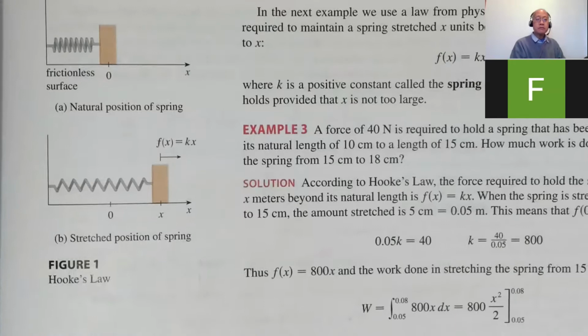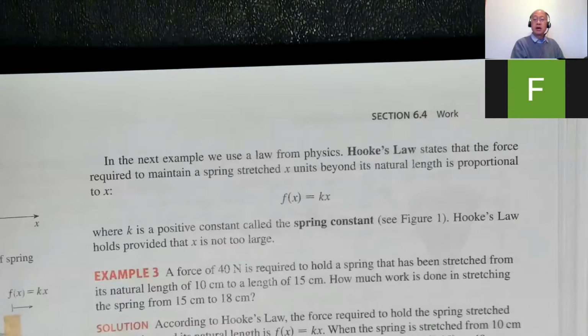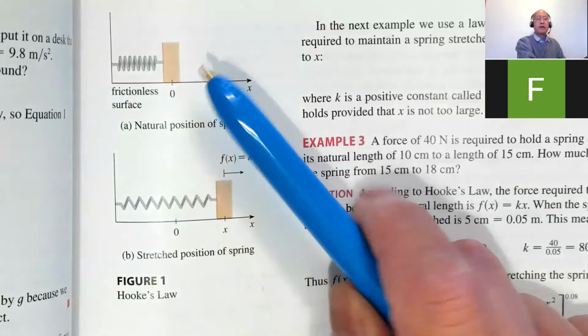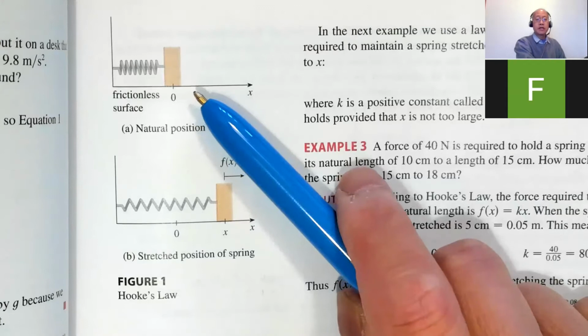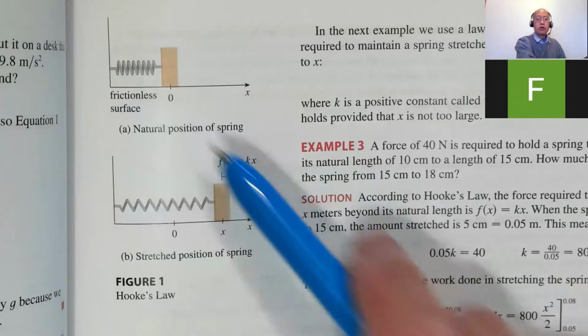Okay, so here's a picture. There's something called a natural position of a spring on page 457. So if you have a spring, and you've got some weight over here, a property of a spring is it likes to be, quote unquote, at a certain position. It's a home position. It's a natural position of the spring. And then if you either stretch it or compress it, it's almost like the spring balks and says, no, I don't want to be here.